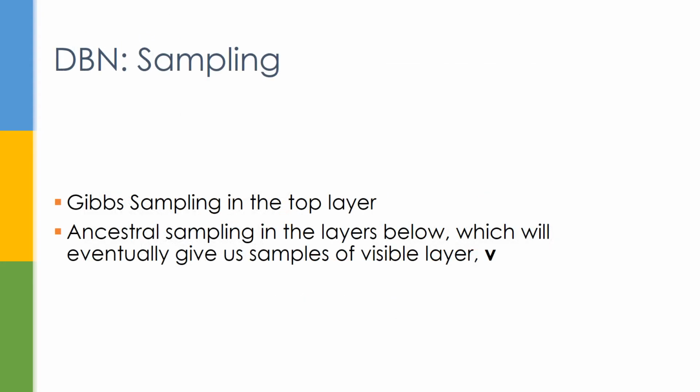Next, we will look at how samples can be generated from the trained deep belief network. To generate a sample from a DBN, we first run several iterations of Gibbs sampling on the top two layers. This is followed by a single pass of ancestral sampling through the directed edges to get a sample from the visible layer.